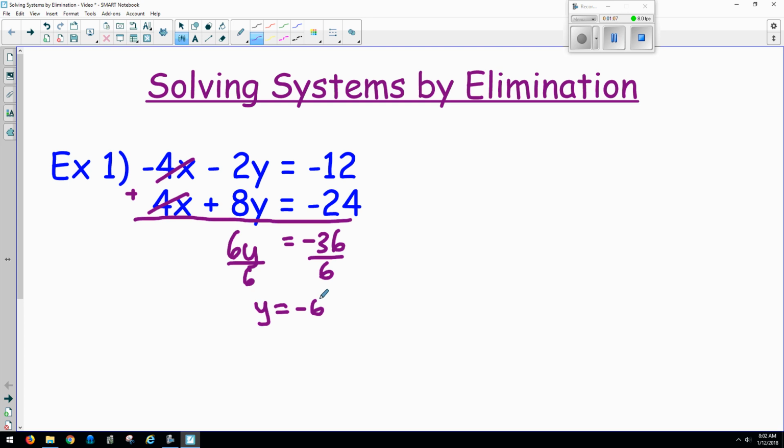Remember, when we solve a system of equations, the solution is an ordered pair. It's where the two lines cross. So this is half of the solution. We have to now find the other half. So we can use either of the two original equations and substitute the value for y to find our x value.